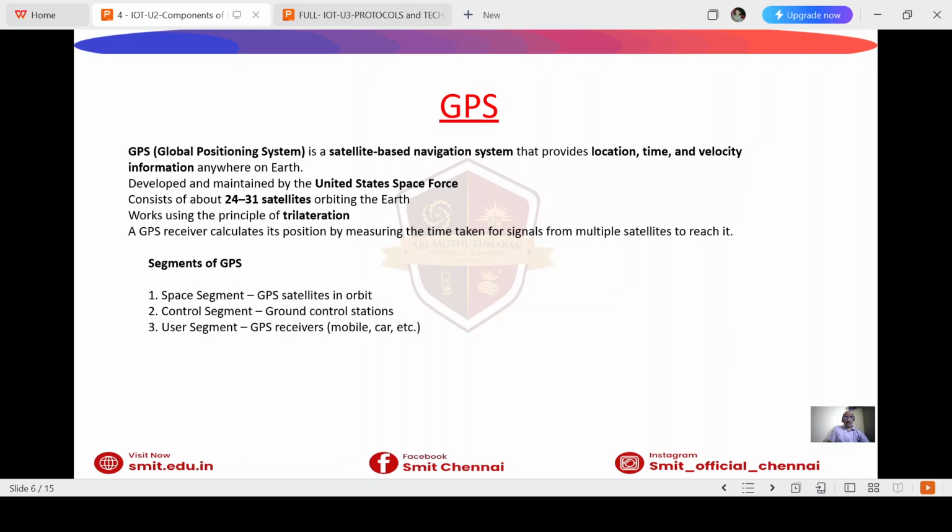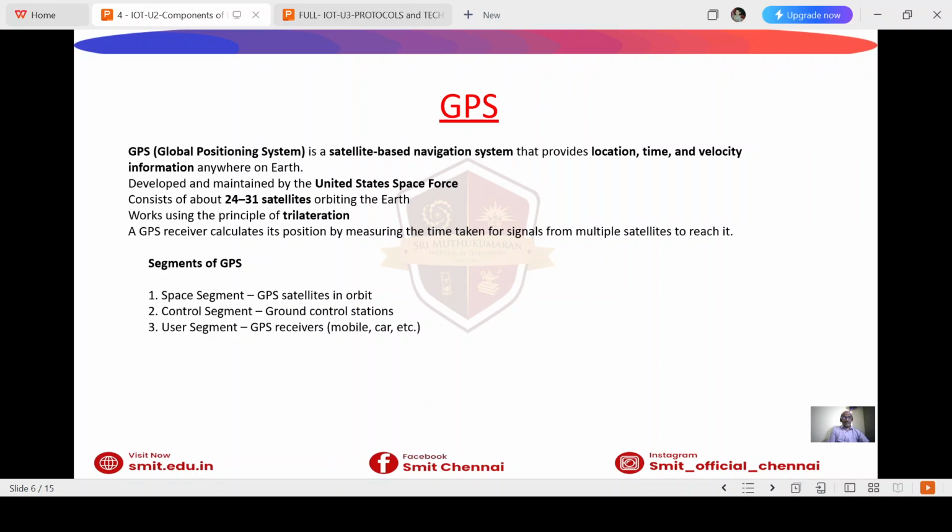Even if a chip is embedded into your body, then wherever you go in the world, your movement will be tracked. Likewise, if you have a courier parcel to overseas countries, you can exactly identify at which longitude and latitude your parcel is currently traveling. That much technology we have developed with the help of GPS systems.